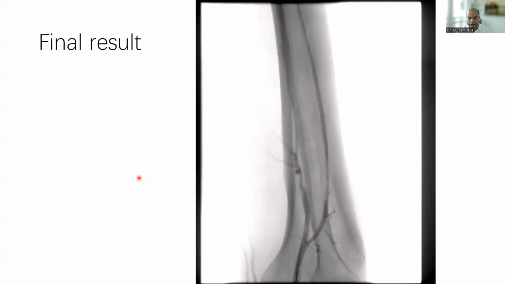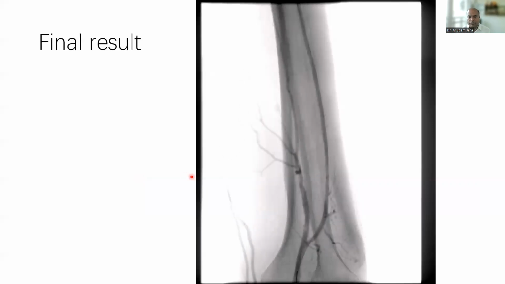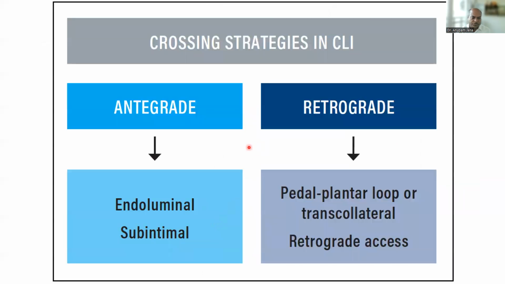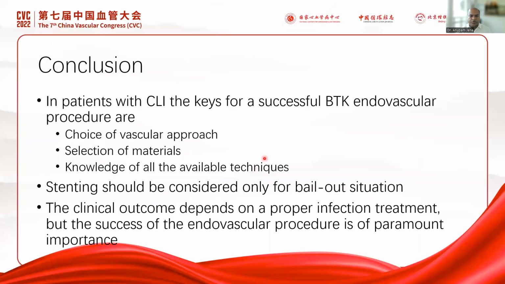So in this case, again, another technique that has been used is the transcollateral angioplasty. Transcollateral angioplasty is an important technique in many of these peripheral interventions. So crossing strategies in such cases can be an antegrade strategy, that is endoluminal or subintimal, or it can be a retrograde strategy like a pedal plantar loop or transcollateral, or it can be retrograde access, direct pedal puncture and retrograde access we can do.